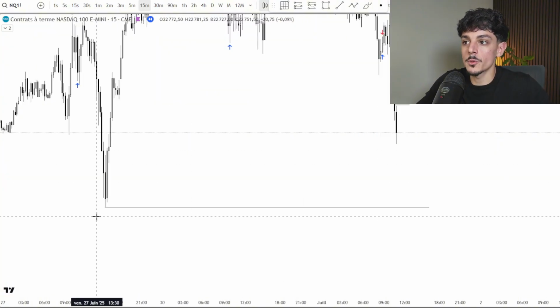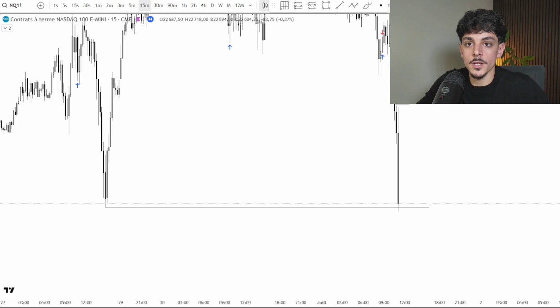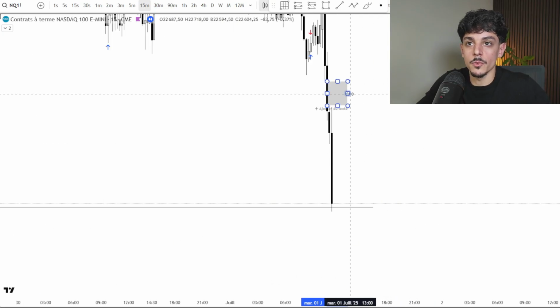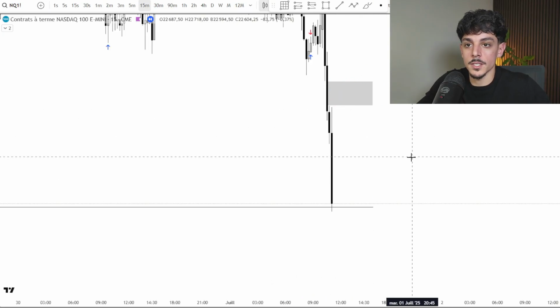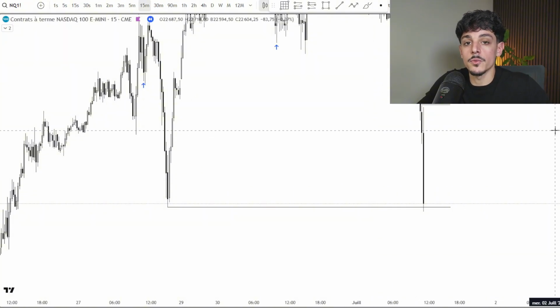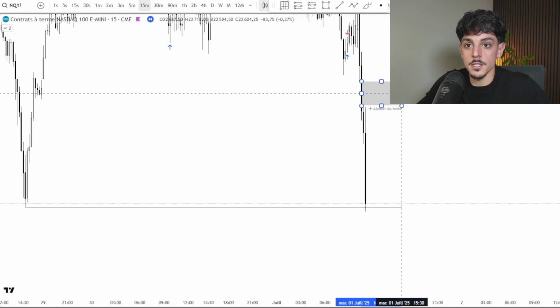Here's another example. We have a sell side liquidity pool right here. Let's wait for it to get swept. As soon as we sweep it, we form a bearish 15-minute fair value gap. So we swept sell side and we formed an internal 15-minute bearish fair value gap. So this is my setup that is forming.